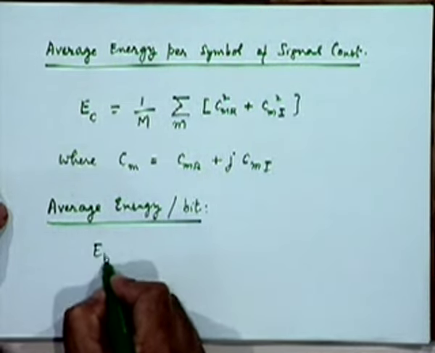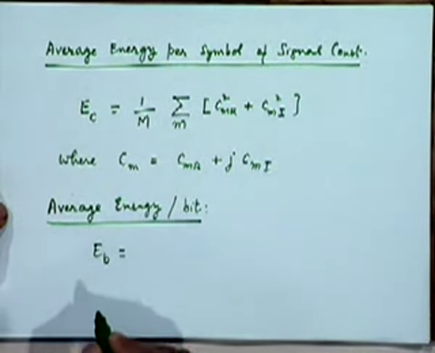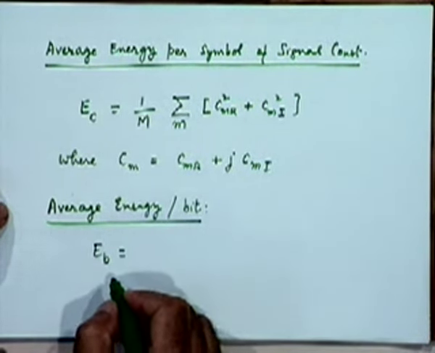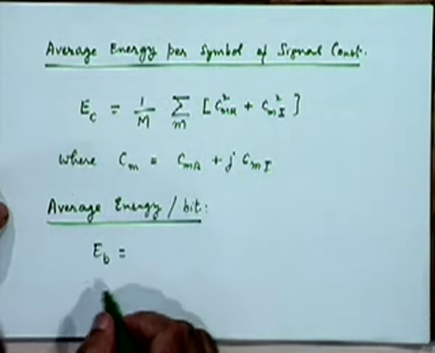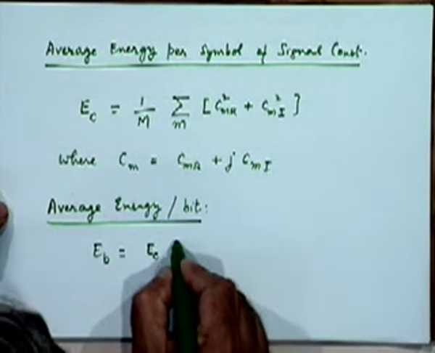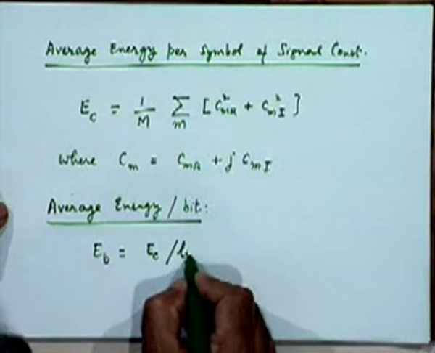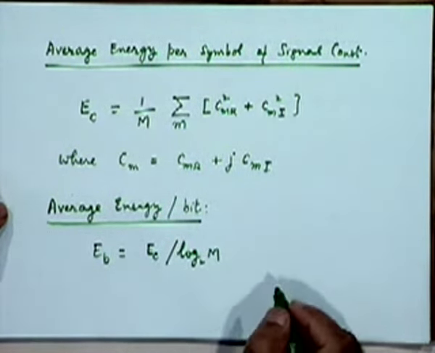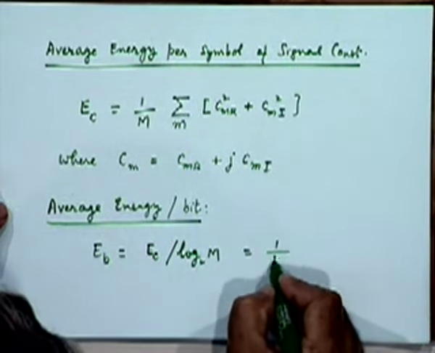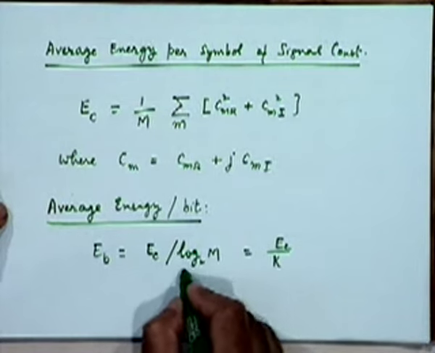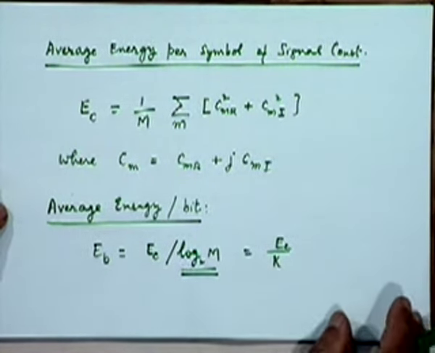Similarly, we can define average energy per bit, which is a very important parameter. Finally, the parameter which is most important is average energy per bit. We will denote it usually by E sub B, a fairly standard notation, and this will be E sub C divided by log M to the base 2, which you can also call E sub C upon k, where k is this number.